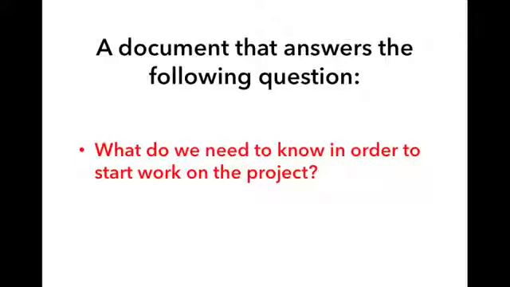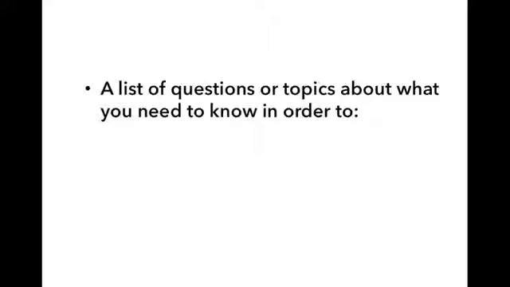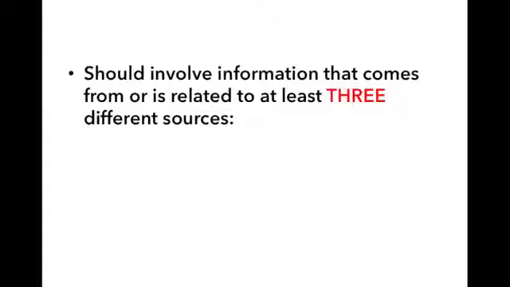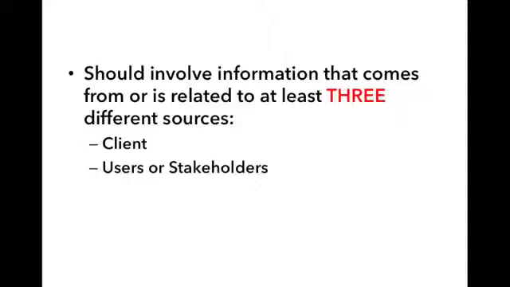It's a document that answers the following questions. What do we need to know in order to start work on the project? This should be a list of questions or topics about which you need to know in order to help you define the problem and to generate a list of project tasks. It should involve information that comes from or is related to at least 3 different sources: the client, the users or stakeholders, and you yourselves.